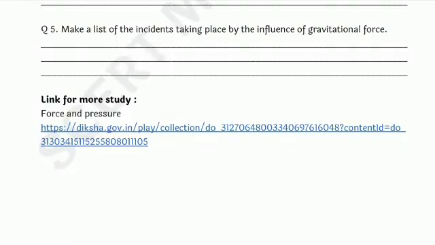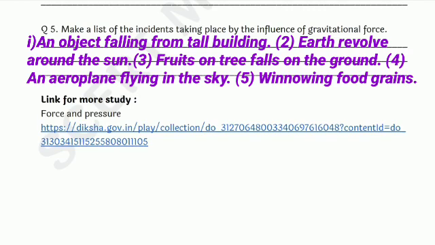Question 5: make a list of events taking place by the influence of gravitational force. See examples of gravitational force in daily use: an object falling from a tall building, the earth revolving around the sun, fruits on a tree falling to the ground, an aeroplane flying in the sky, winnowing grain. These are all examples of gravitational force.